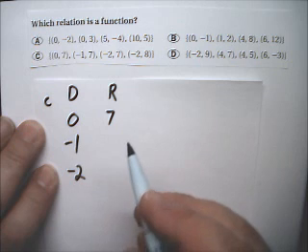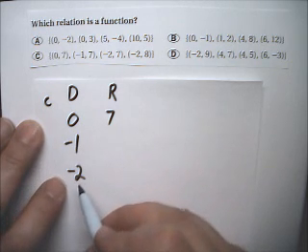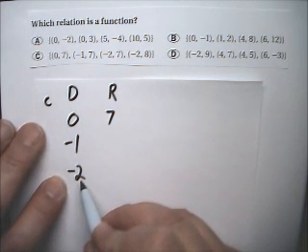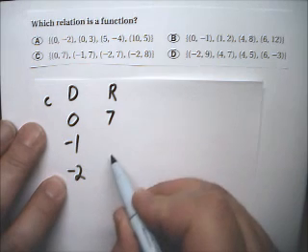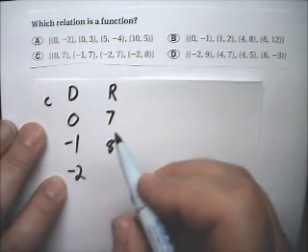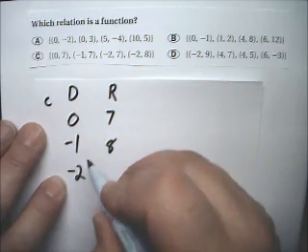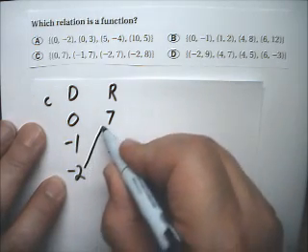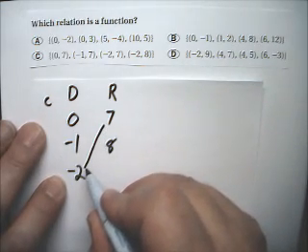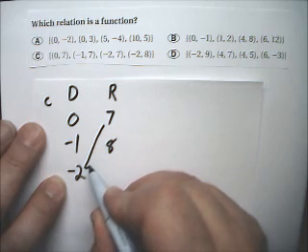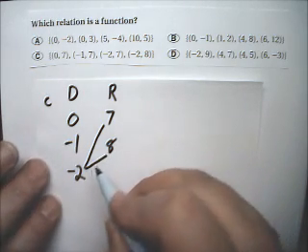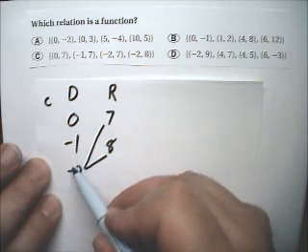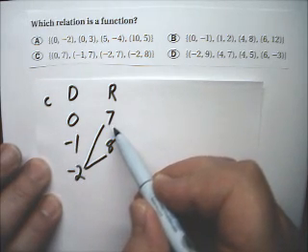And when the domain is -2, the range is also 8. So when the domain is -2, the range is 7. When the domain is -2, sometimes it's 8. And it's this fact right here that makes this not a function.